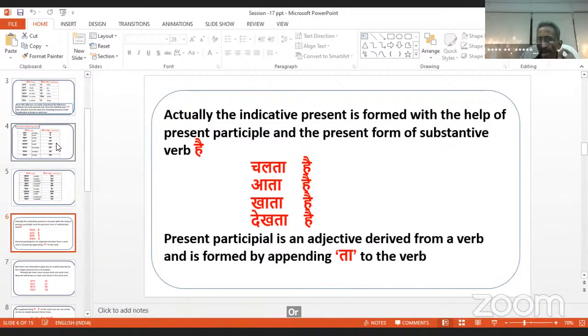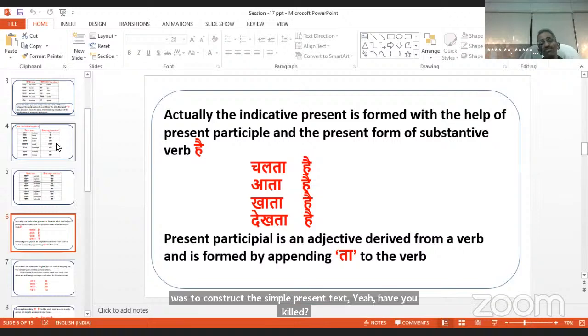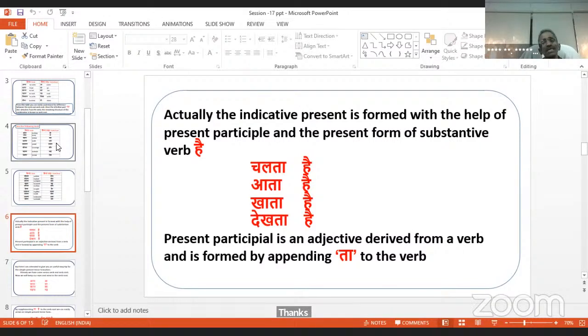So now we have framed the verb root. The main purpose of framing the verb root was to construct the simple present tense form, the habitual tense. So now see, to form the indicative present, by rule, we have to frame the present participle of the verb and the present form of the substantive verb.